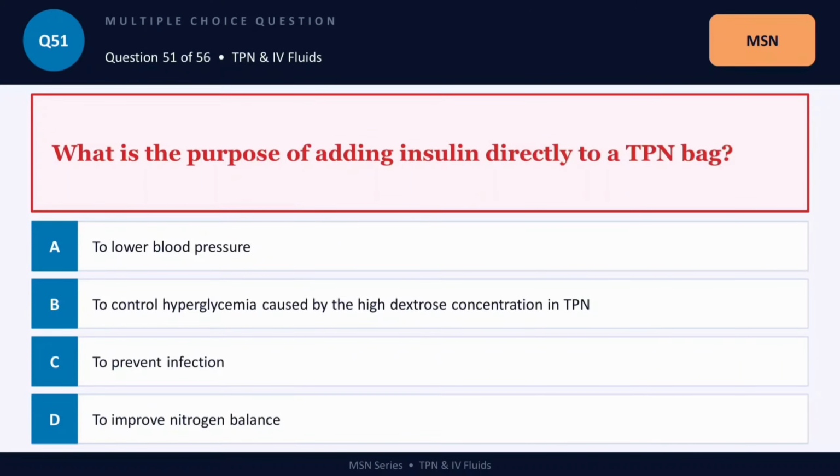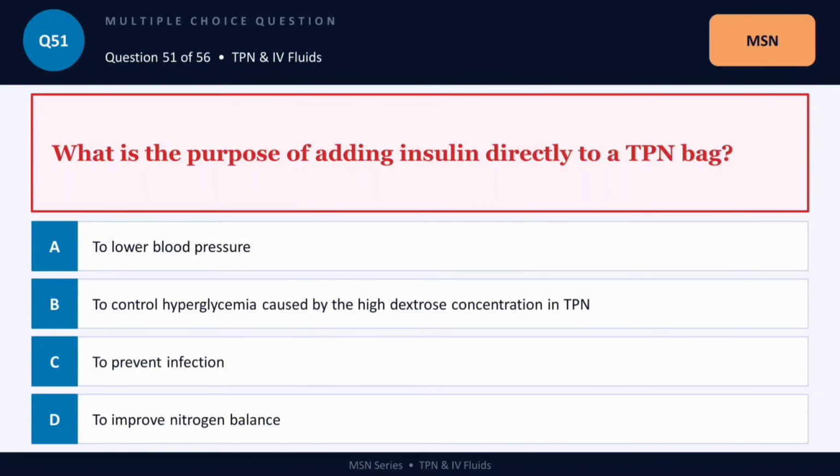Question number 51. What is the purpose of adding insulin directly to a TPN bag? Option A. To lower blood pressure. Option B. To control hyperglycemia caused by the high dextrose concentration in TPN. Option C. To prevent infection. Option D. To improve nitrogen balance.